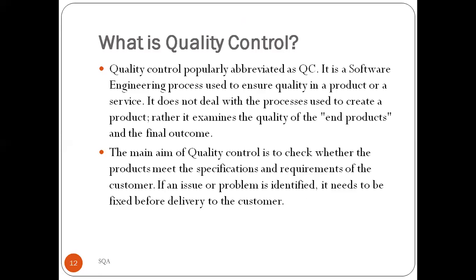And it is a software engineering process used to ensure quality in a product or a service, okay? Quality control, actually QC and QC team, you can say QC is a software engineering process and it is used to ensure the quality in a product, okay? QC wants quality in a product. It doesn't deal with the process used to create a product. Rather, it examines the quality of the end product and the final outcomes.